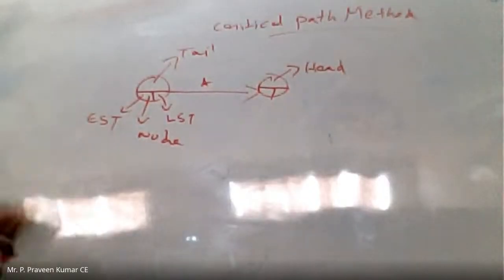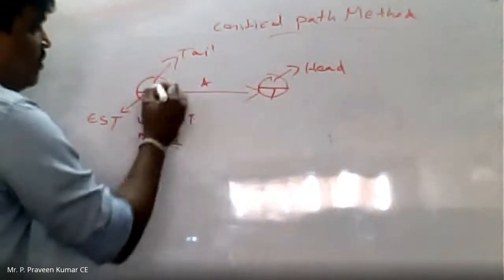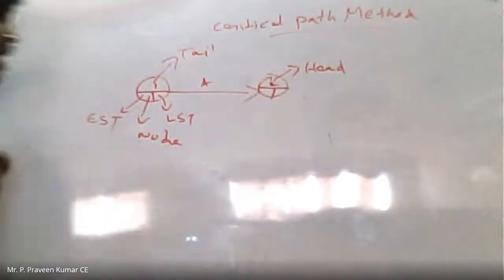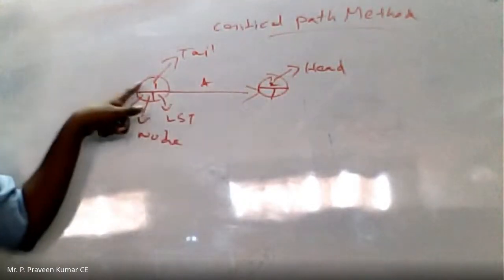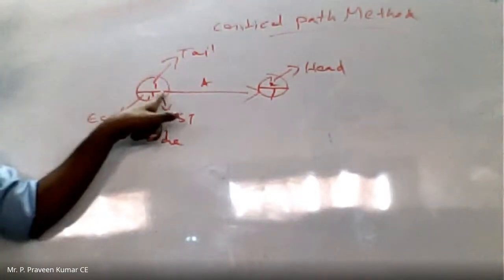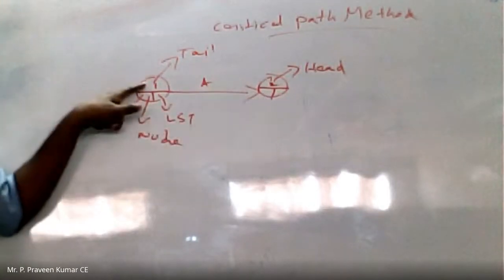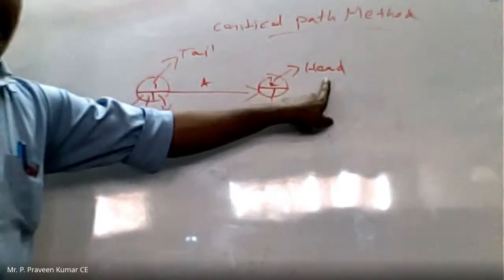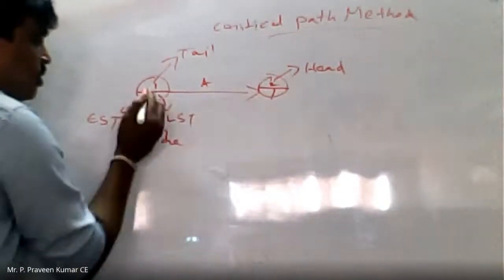Right. See here, okay. Now this is the node and this is the node, or we can call them event 1 and event 2. The first point is, whenever we are drawing an activity, that activity should start with the starting event. This is event 1, and the activity should end with the ending event. The starting event is named the tail event, and the ending event is named the head event.